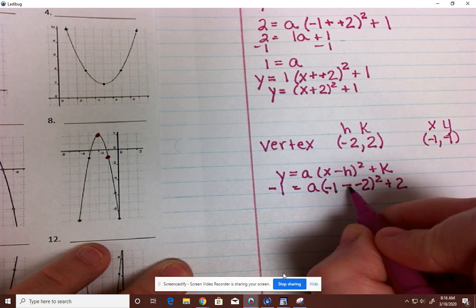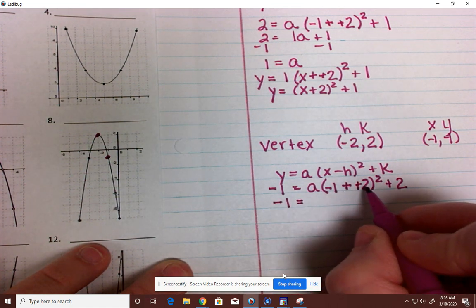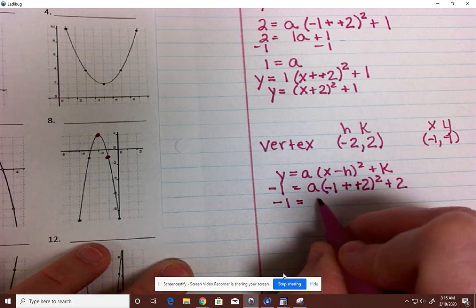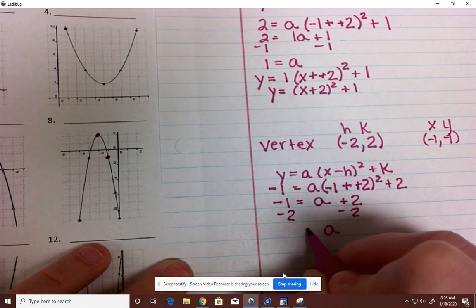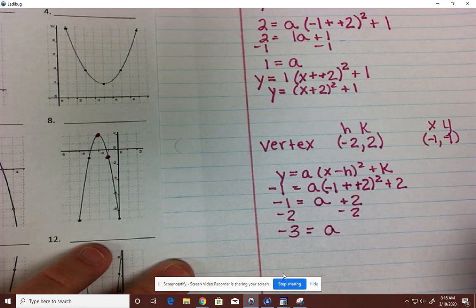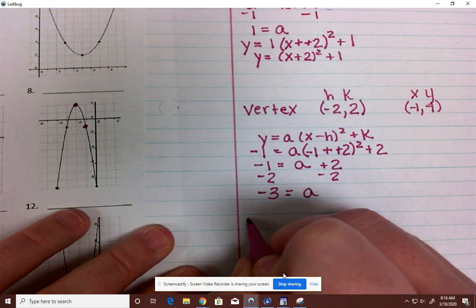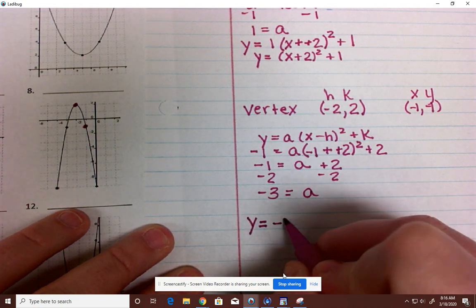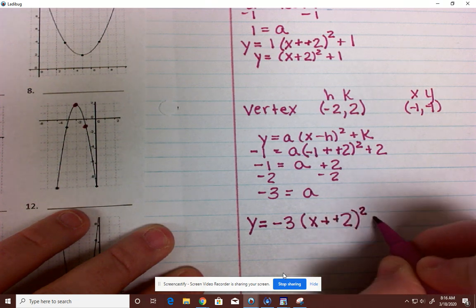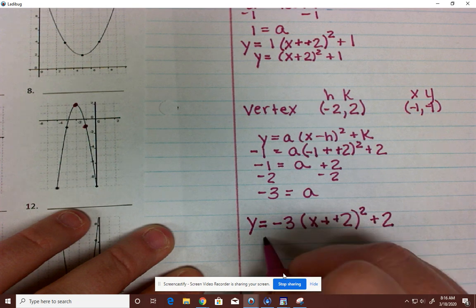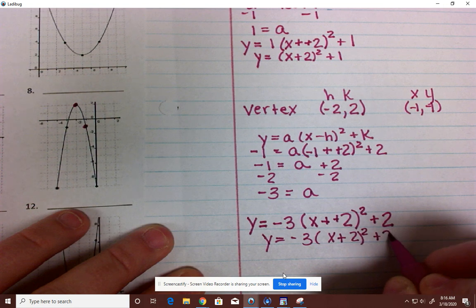So again, I do this. I get -1 equals -1 plus 2 is 1, and 1 squared is 1. So again, I get 1A plus 2, and then I subtract 2, and I get A equals -3. So then I substitute into my vertex form to write the equation. So Y equals A, which is -3, X minus H, which is -2, so that's plus, squared, and then plus K, which is 2. So again, if I want to clean that up a little bit, Y equals -3 times X plus 2 squared plus 2.